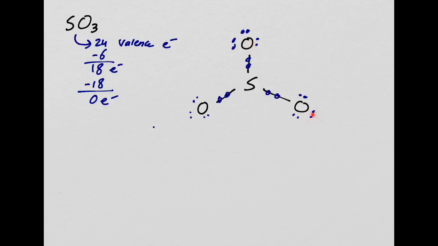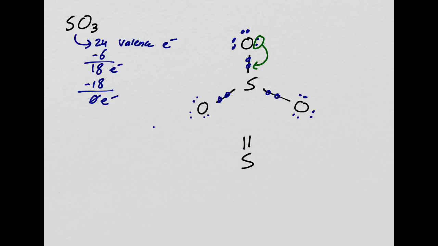My surrounding atoms are happy. Now let's go to my center atom. Is sulfur happy? It has 6. Sulfur is not happy. My center atom is not happy, but I also have no electrons left. When I have no electrons left and my center atom is not happy, that's when I make a double bond or triple bond. Here, sulfur has 6 electrons around it, so it just needs 2 more. So I just need to make 1 double bond. It doesn't matter which oxygen I take it from.